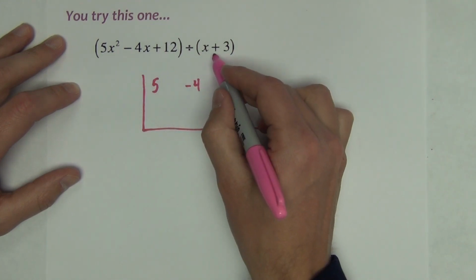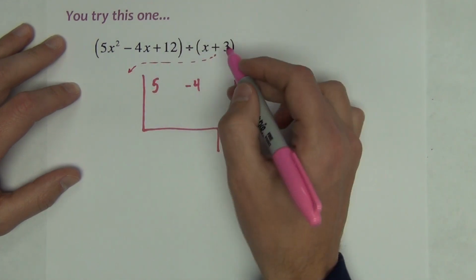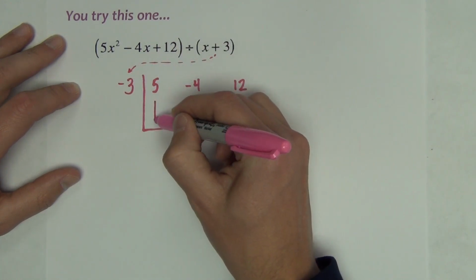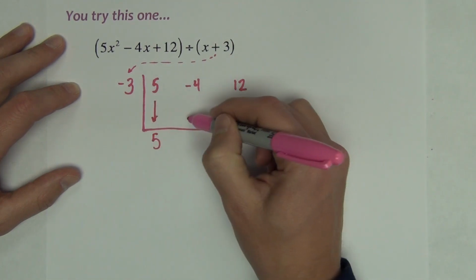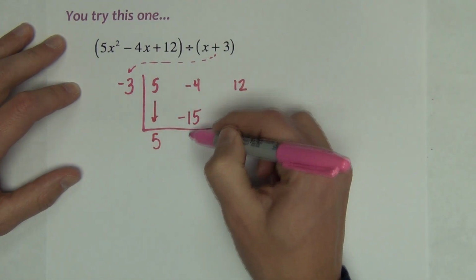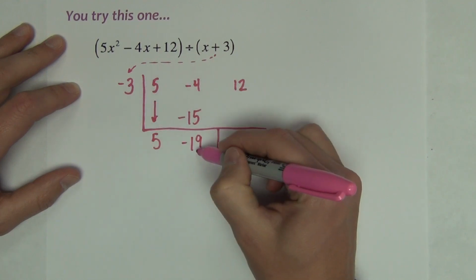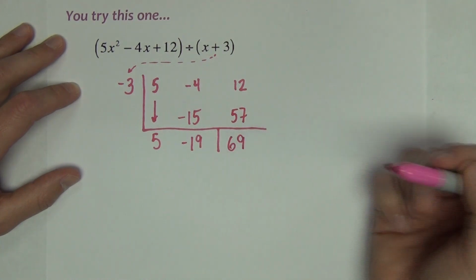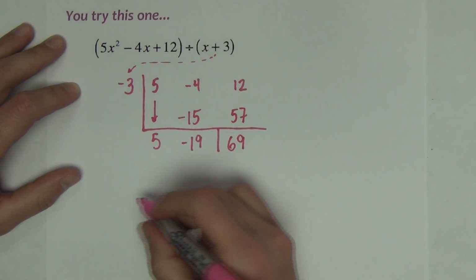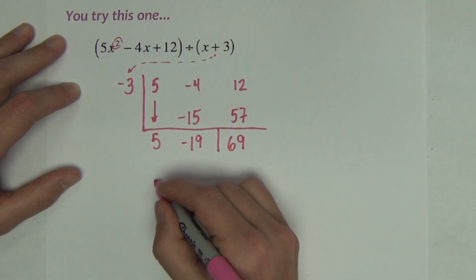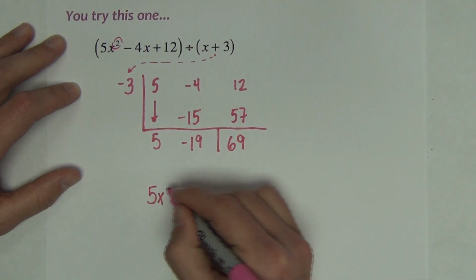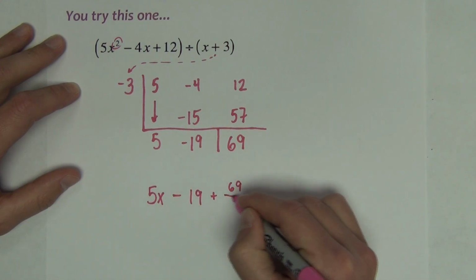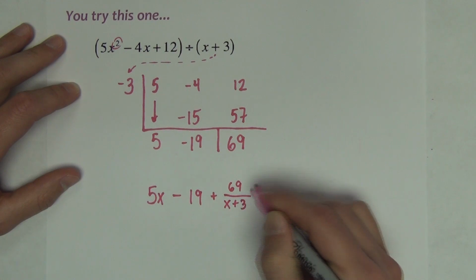On the outside here, we're going to take the opposite of this 3, so negative 3, and we're ready to go. We bring down the 5, and we multiply together. We add together, and we multiply together, and we add together. That's it. Now we're going to throw the x's back in. We started with x squared, so we take one off. This 5 is 5x to the first minus 19 plus the remainder, which is 69 over x plus 3.